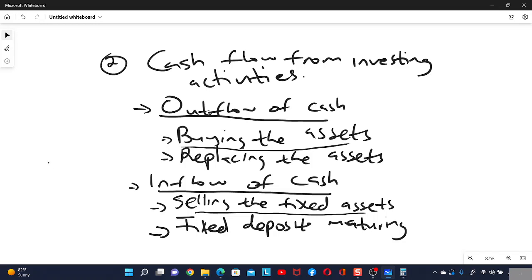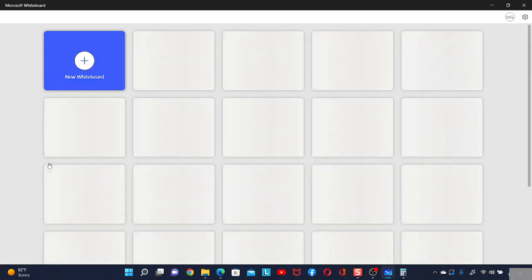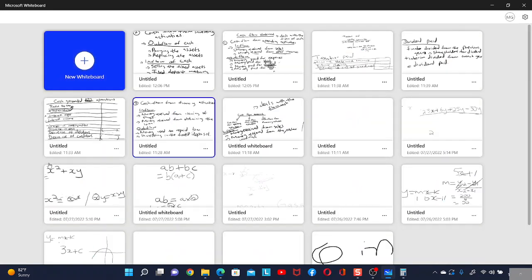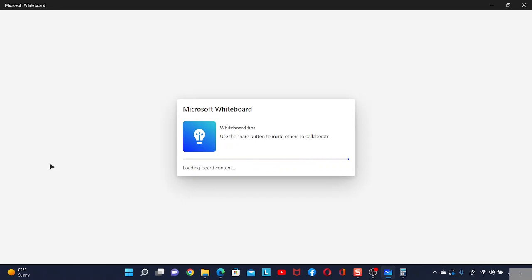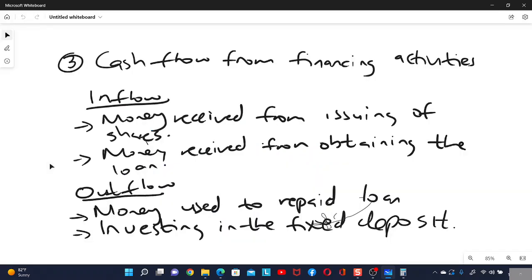Then the third one, because I said the cash flow is separated into three parts. The third one is the cash flow from financing activities. When we're talking about the cash flow from financing activities, for example, we are talking about when the business goes to the bank and then asks for a loan. When the business obtains the loan, that is a cash flow from financing activities. When the business pays off the loan, when the business is issuing the shares.